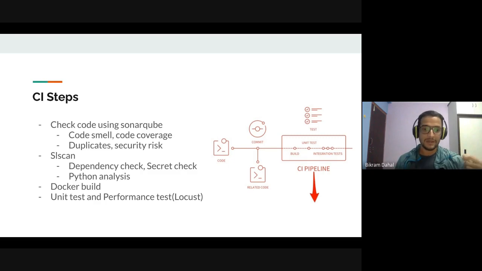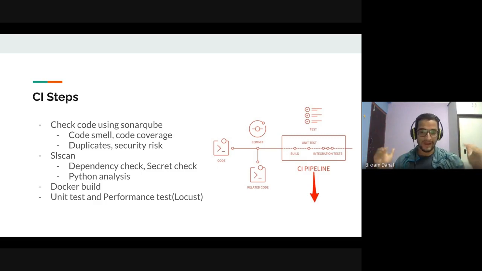The next step is we build a Docker image, right? In our case, in 99% of the cases, using that code, once all of these things are passed, we build that Docker file. Once that Docker file is built, we use it to perform two tests. One is a unit test, and the second is a performance test. For the performance test, we use Locust. It is on the Python side, but these are the main two tests that we do.